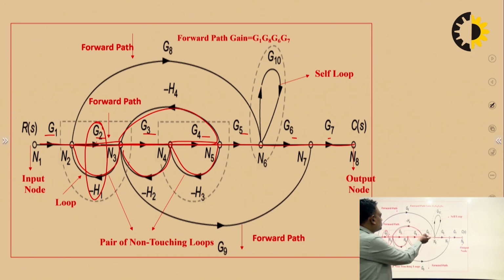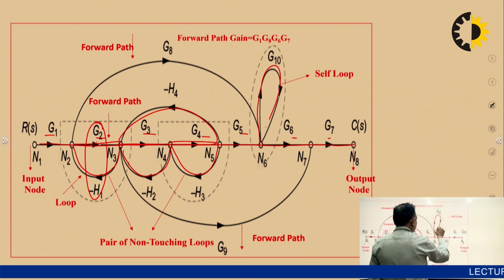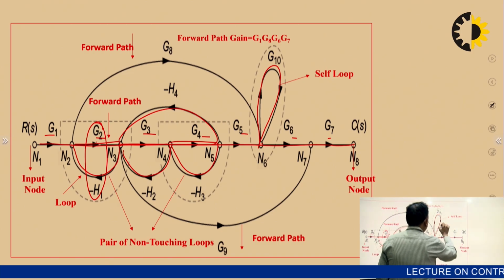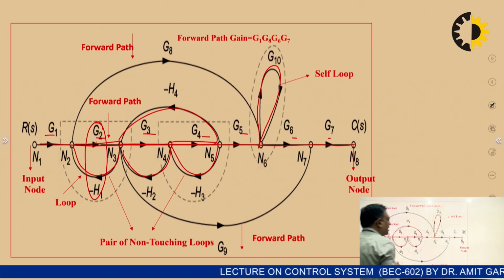Maybe some other loops will be involved here. This is a self loop. In a self loop, you can see only this node is involved here, and it is the starting and terminating point with no other node coming over here. So this is the self loop.